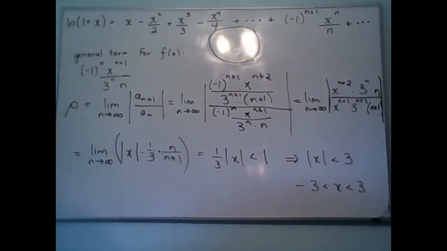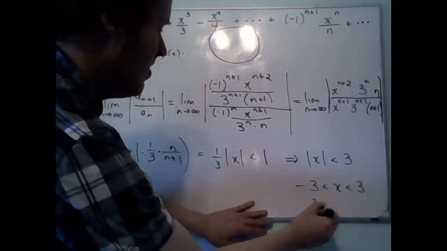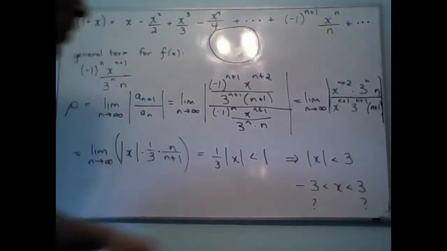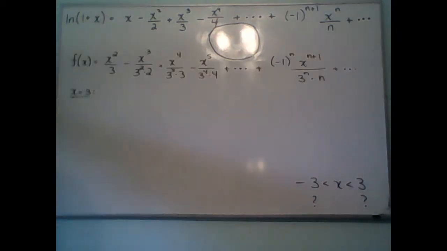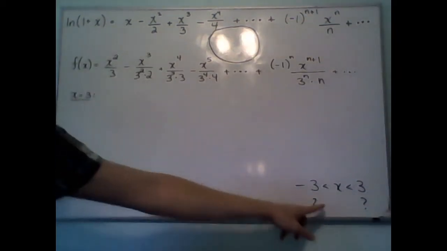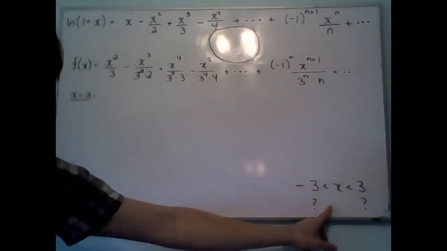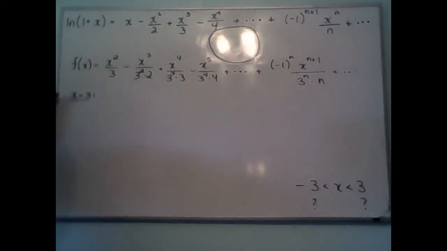To get the interval of convergence, I have to ask for each of these two endpoints, does it converge or not? So now I have to test the endpoints separately. Let me clear some space to do that. All right, I've left this down here, -3 less than x less than 3, and I'm testing the endpoint separately. I'm starting with endpoint x equals 3 and plug it in.